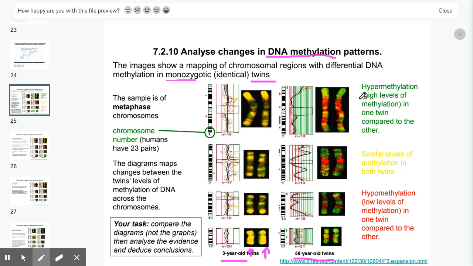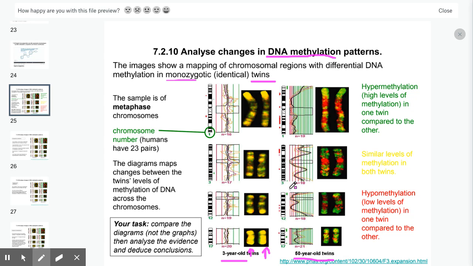So the green color means hypermethylation, which means there are many differences in the methylation patterns between the twins. So green means there's more methylation. So in these areas, there's lots of differences. Red means low methylation. So they've actually gone lower between the two. And yellow means that there's no difference between the twins. So yeah, there's definitely been hypermethylation or hypomethylation occurring over those 47 years.